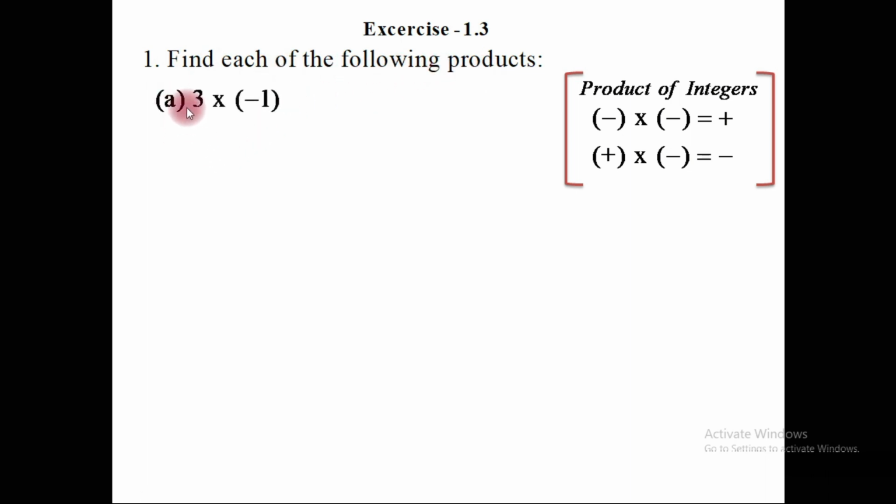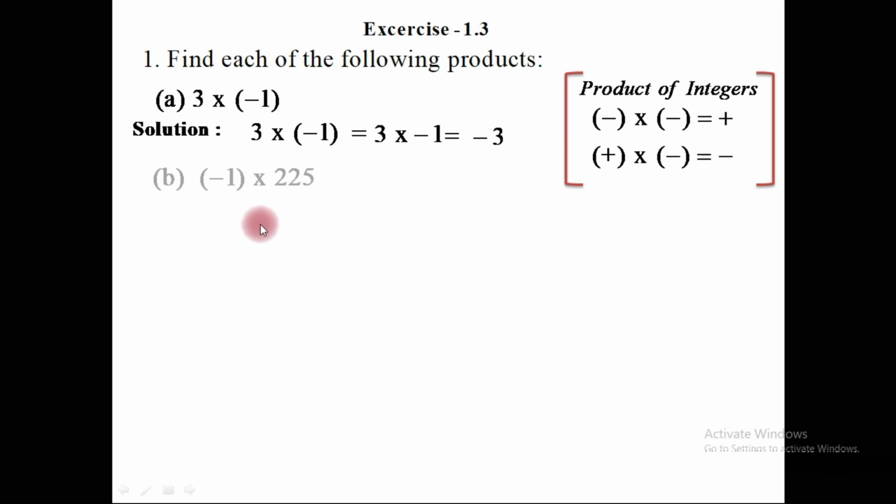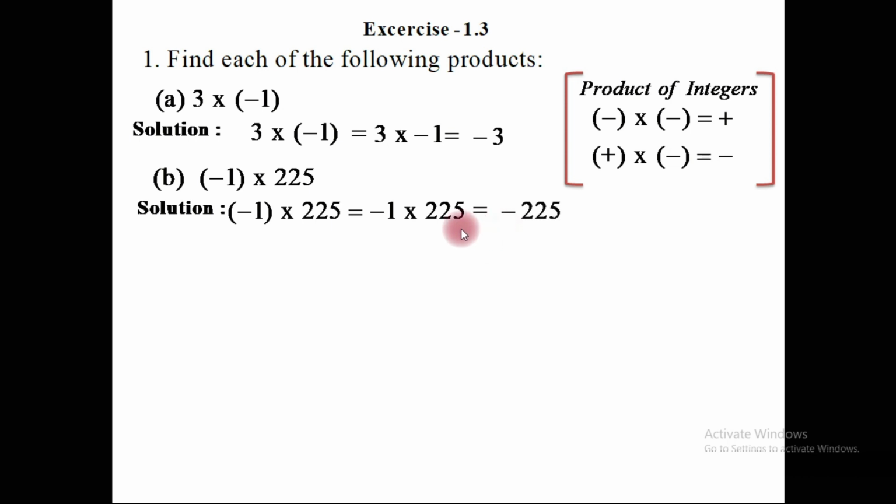Sub number A, 3 multiplied with minus 1. When plus 3 is multiplied with minus 1, positive sign and negative sign multiply becomes minus. 3 1s are 3, minus 3. Sub number B, minus 1 multiplied with 225. When a negative number minus 1 is multiplied with positive number 225, minus and plus multiply becomes minus. 225 into 1 is 225, minus 225.